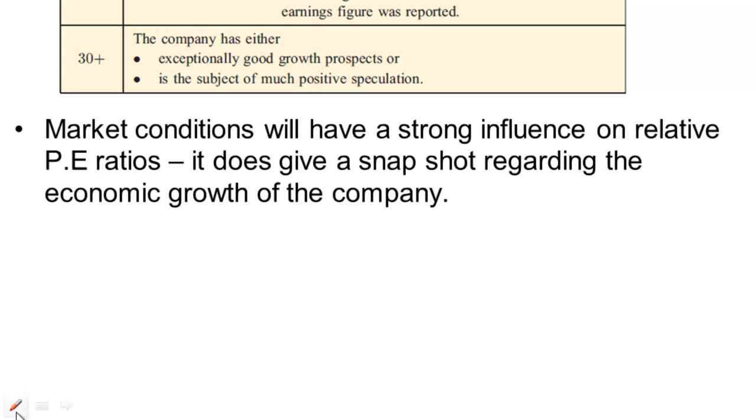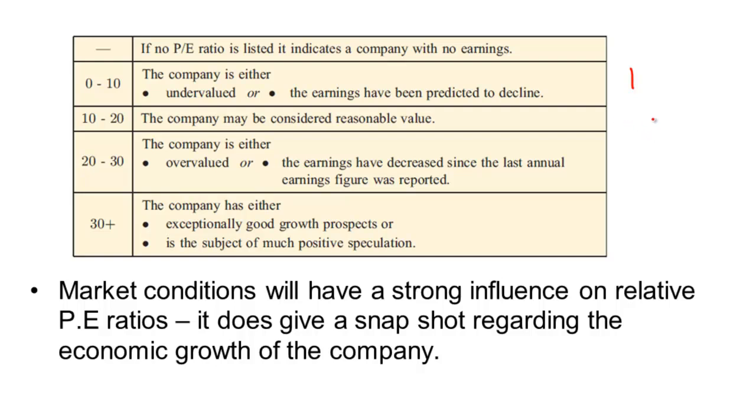The price earnings ratio in this table shows us what we're looking for. A value between 0 and 10 means that it's probably undervalued, it's not going that well. Between 10 and 20, it looks like good value. 20 to 30 either means that it's really overvalued or the earnings have decreased. And 30 or higher means that it's either got exceptionally good growth prospects and people are trying to get into it, or it's the subject of positive speculation, so they're about to find some more oil or something like that and suddenly the price goes up. But once again, you've got to look at the whole market and what's going on before you make that decision. Market conditions will have a strong influence on the price earnings ratios, but it does give you a snapshot of what's happening.